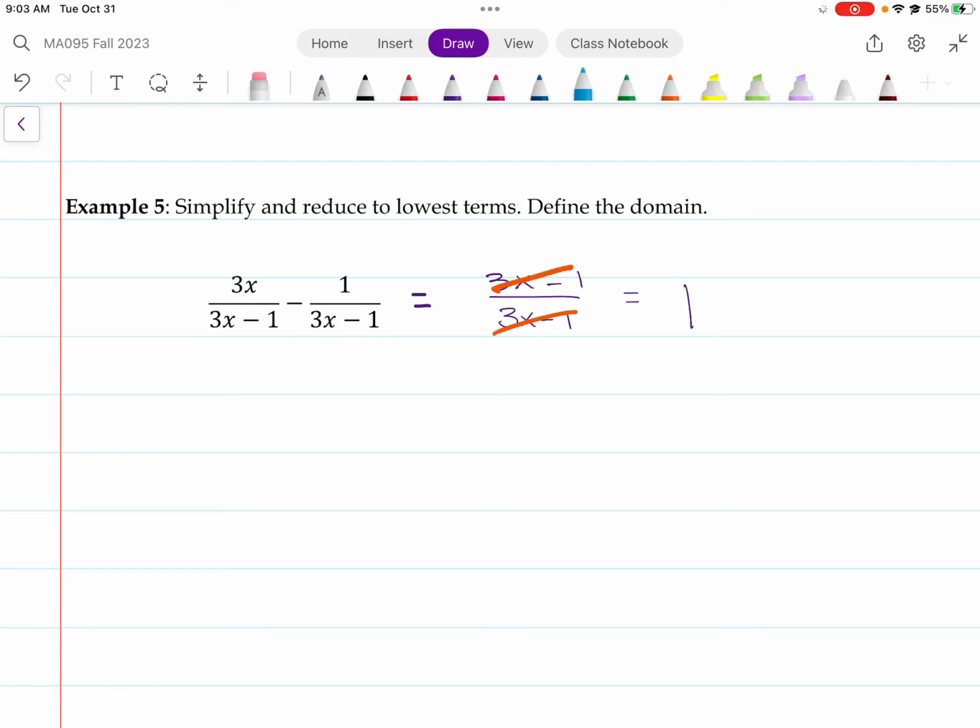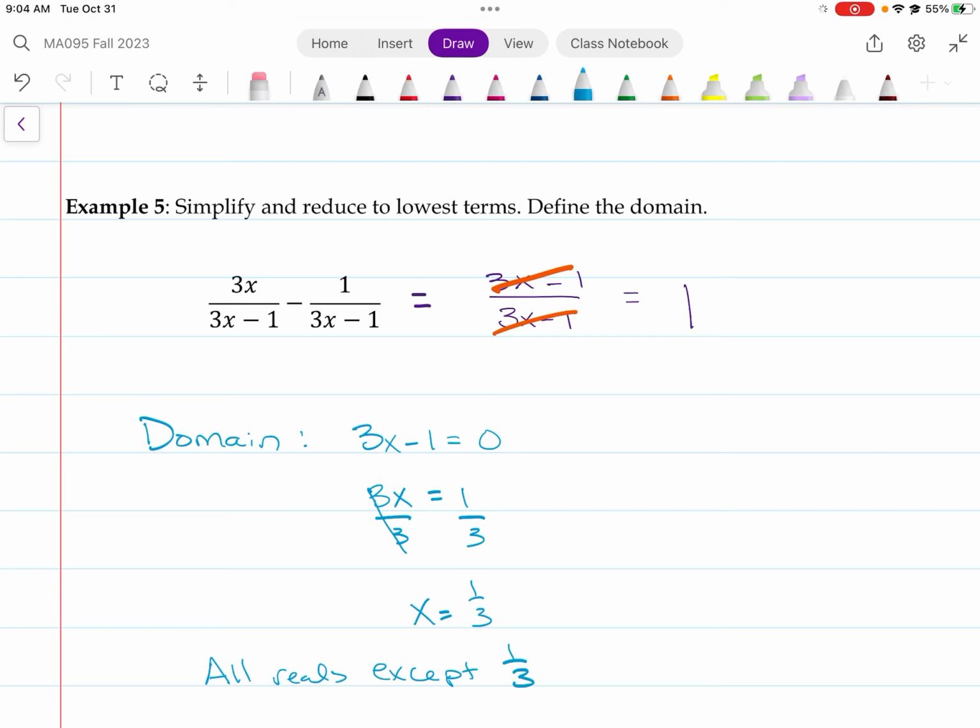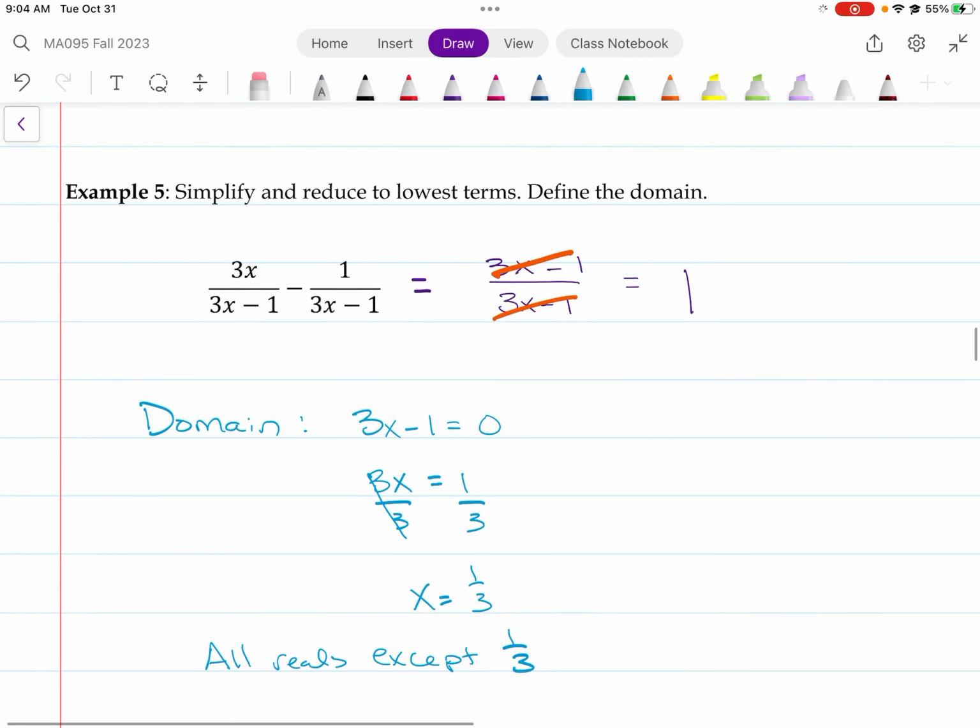But what is the domain? So the domain is still dependent on the original question. So the domain is still where 3x minus 1 cannot equal 0. This time, instead of saying cannot equal, I'm just going to say equal. And then we'll just remember at the end that that's the one it can't be. All right, some people don't like working with the not equal. We're going to add 1 to both sides, and we get 3x equals 1. Divide by 3, and we get x equals 1/3. So the domain is all real numbers, so you could say all reals except 1/3. Okay. The question might also say, what is the only number that is not included in the domain? So be prepared for that.